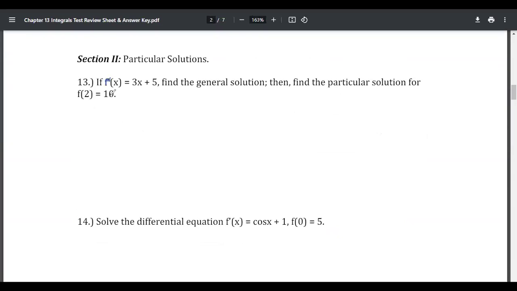This one is the derivative of it. F of x general solution. So you put the integral of 3x plus 5 dx, and you're finding just f of x. Then you do the integral of that, which gives 3x squared over 2 plus 5x plus c.